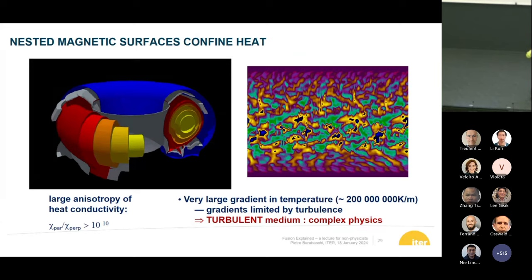There must be order. And what people thought in the 70s and 80s, calculated, was that everything would have been done and dusted with a machine the size of JET. But it turned out that something worked against us in nature, and some people suspected this, which is called turbulence.